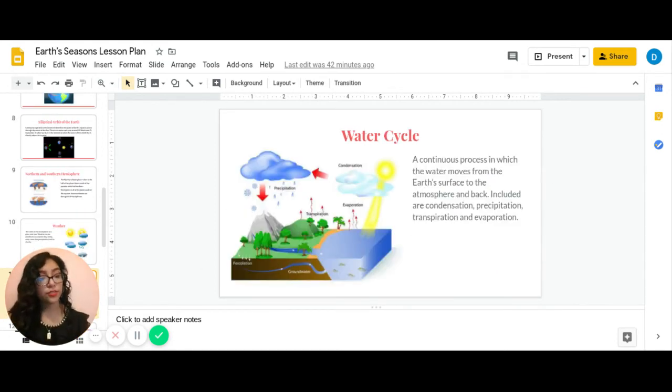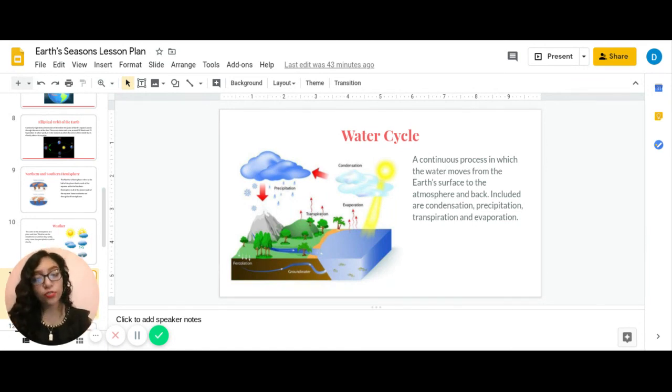The water cycle. The water cycle is a continuous process in which the water moves from the Earth's surface to the atmosphere and back. The water cycle connects with the weather, as the process involves condensation, precipitation, transpiration, and evaporation. When it evaporates, we feel the humidity. And when it precipitates, it is raining or snowing, as I said previously, depending on the location.